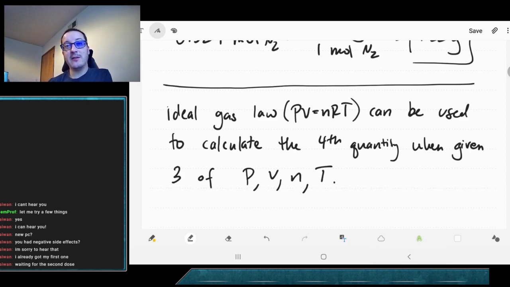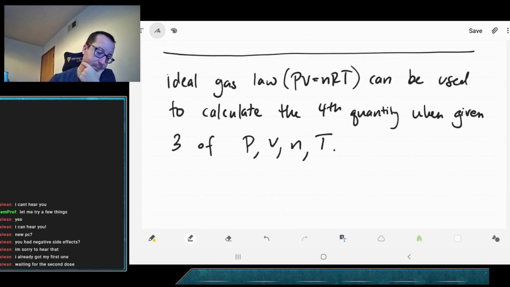So if you're given P, V, and n, you can calculate T, or if you're given P, n, and T, you can calculate V. If you're given three, you can find the fourth one. So that's what this law is really good for. It can also be used for more advanced things that we'll talk about in 111, like you can calculate density and molar mass using the equation, but we don't have to worry about that for this class, so lucky us.